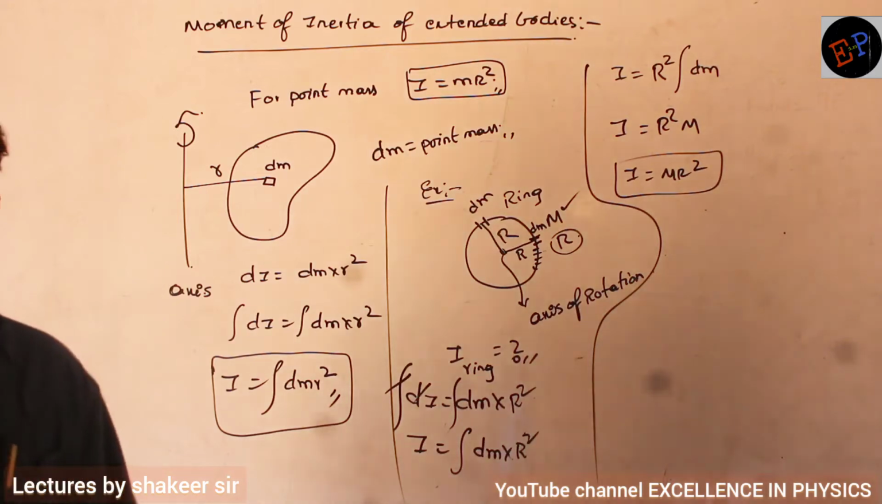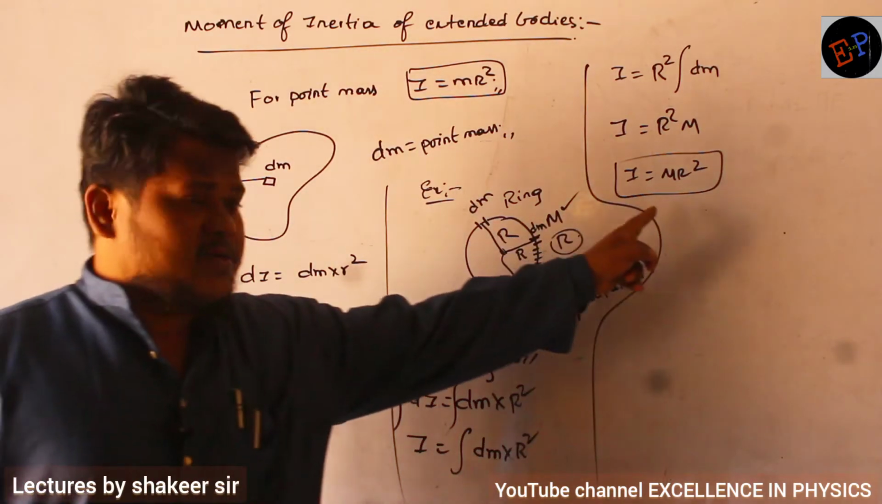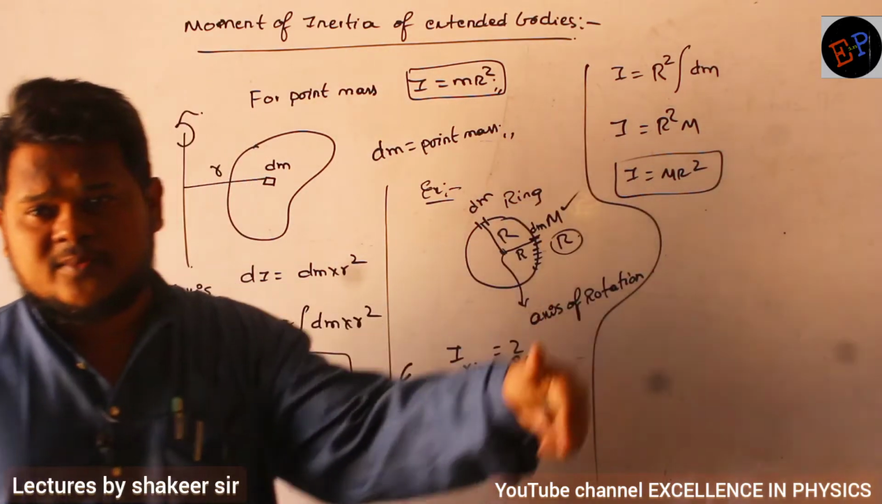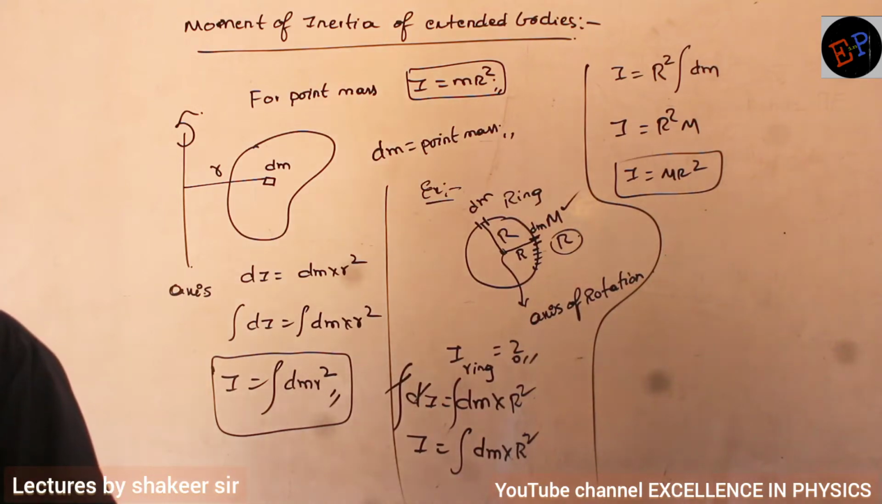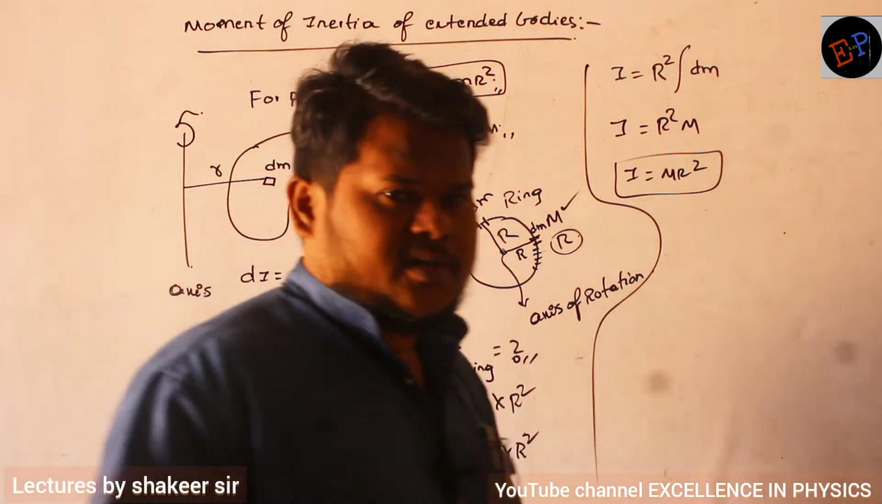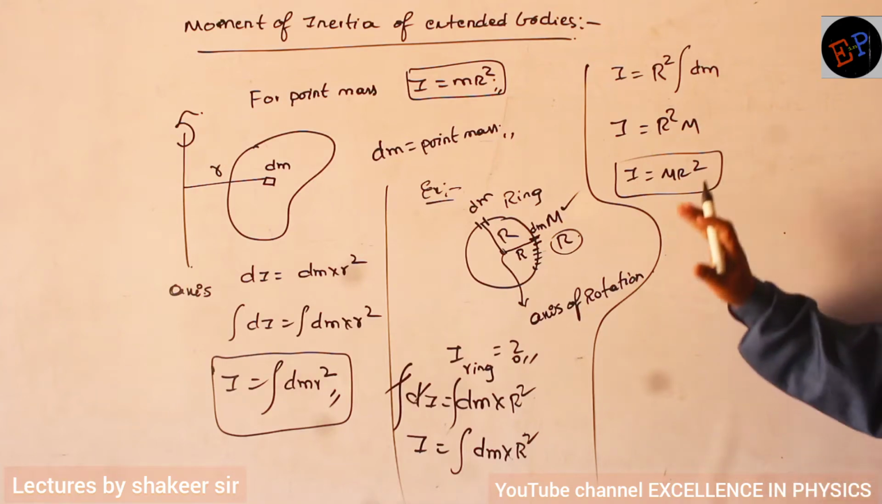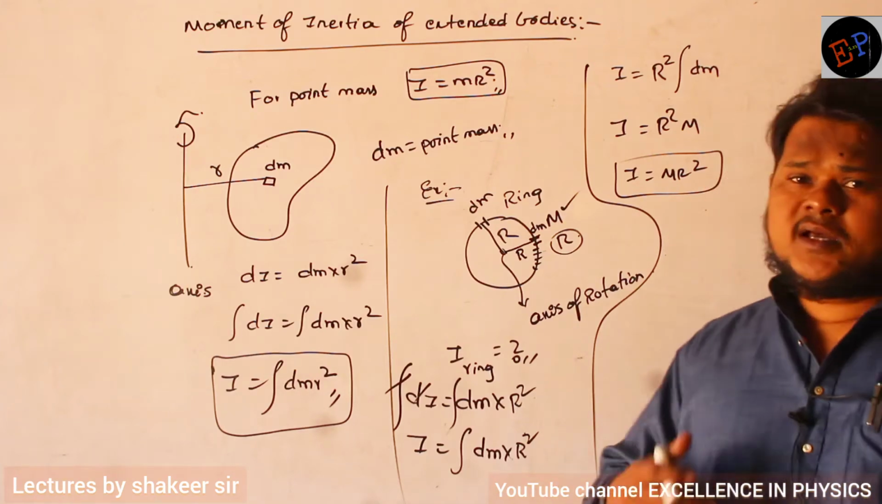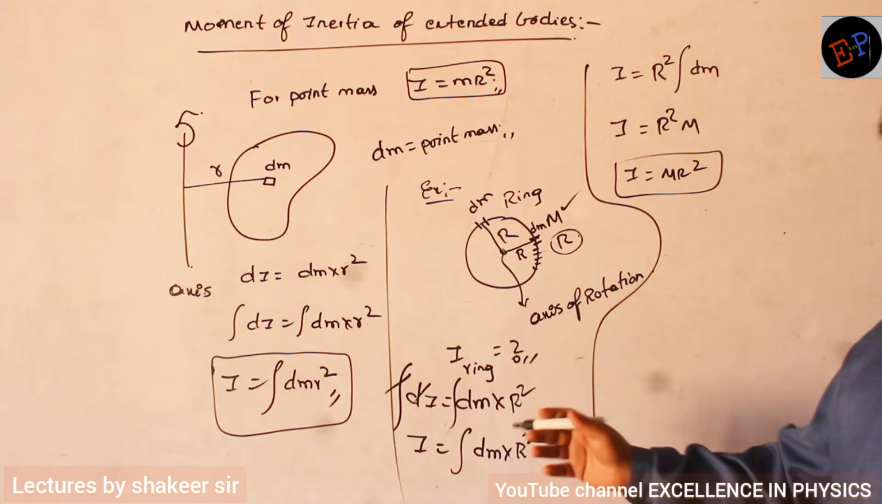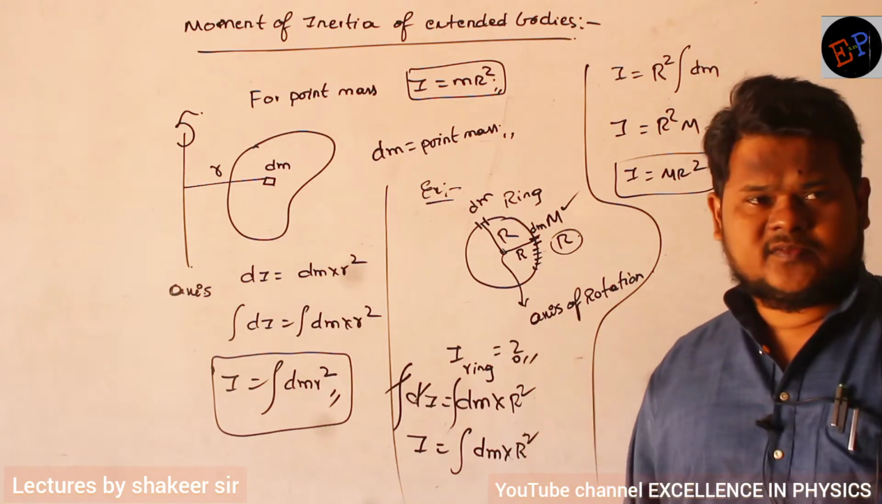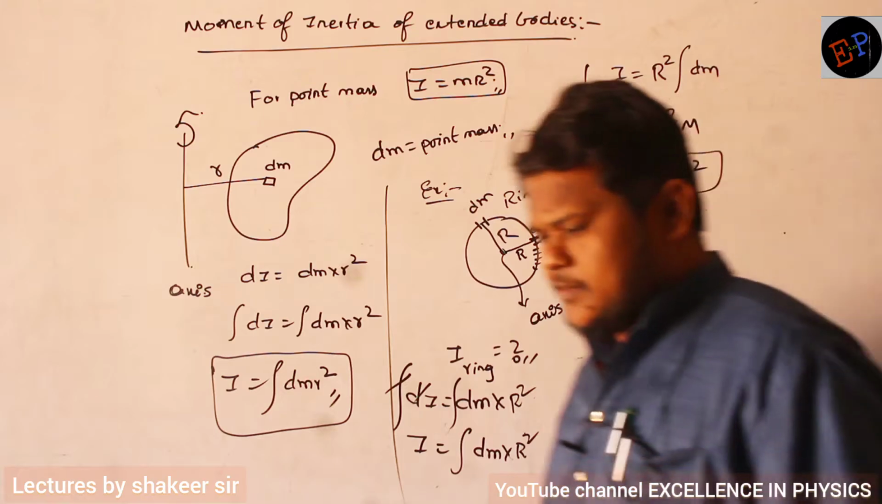Understood, Nama? So for a point mass also it is mr square only, no? For a ring also the moment of inertia is mr square only. Are you able to understand how we are doing? So this is how we can calculate the moment of inertia of an extended body by using the concept of calculus. Fine? That's it. Make a note up to here.